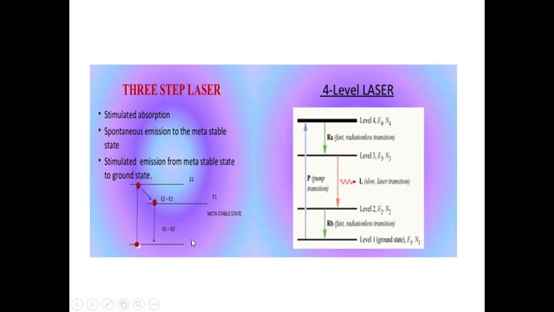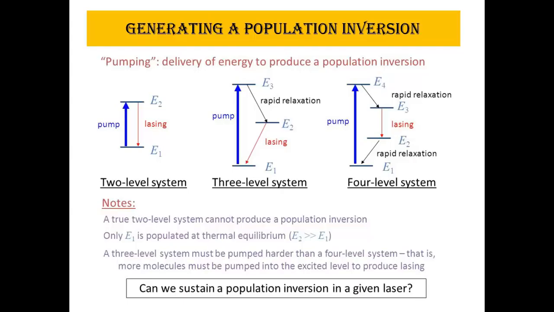And whenever the ground level is involved in emitting the lasing light, then that particular laser is called a three level laser. Is that okay? So whenever you see that the ground level is involved, you call that laser a three level laser, and whenever the ground level is not involved in the transition, or in the stimulated emission of radiation in the form of laser light, then it is a four level laser. Okay, so this is the difference between three level laser and four level laser.